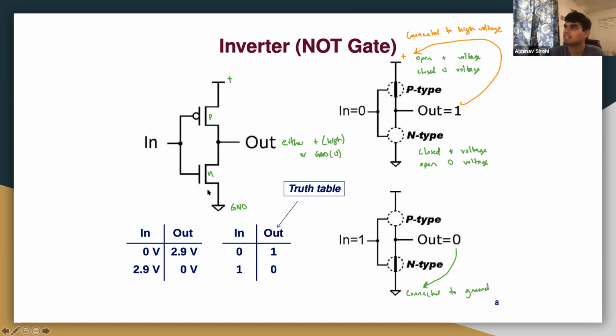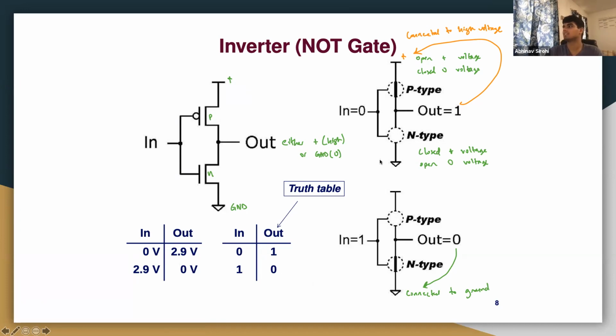And basically, here the output is either going to be positive high voltage, or it's going to be 0 from the ground, right? And here's our truth table. If you put in a 0, you get a 1 back, and if you put in a 1, you get a 0 back. And this is the analog version of these digital values.